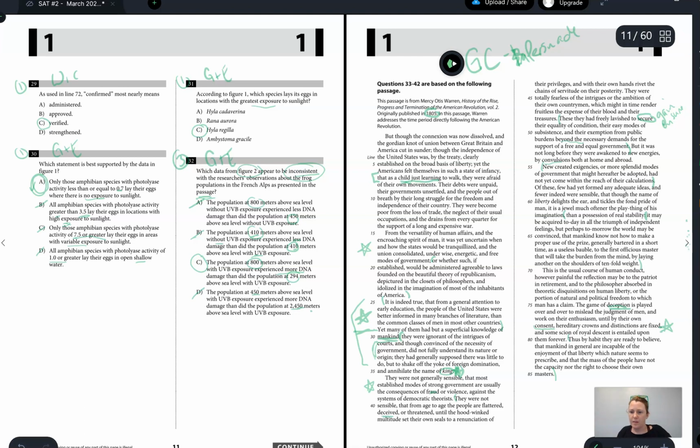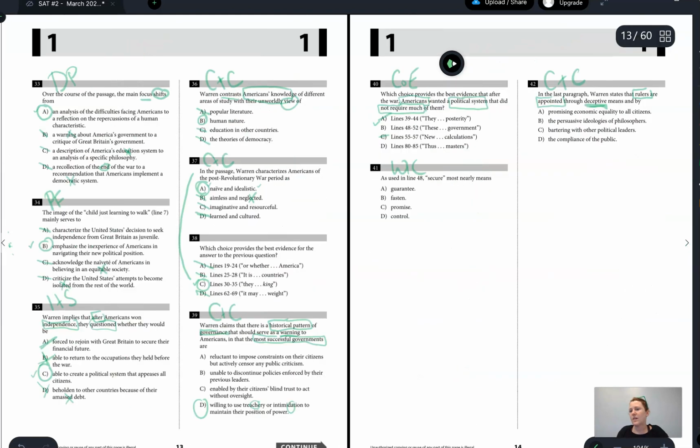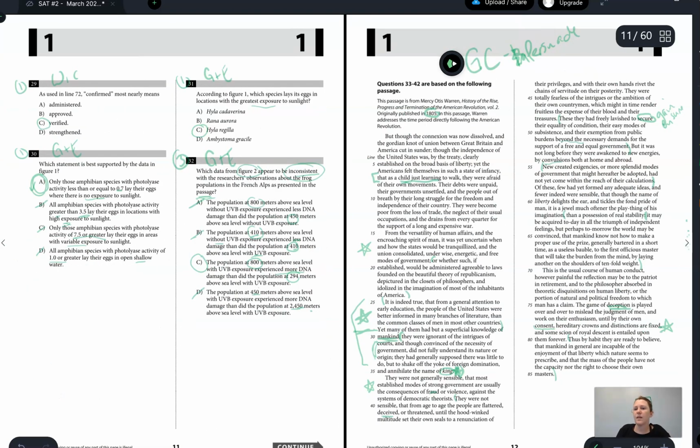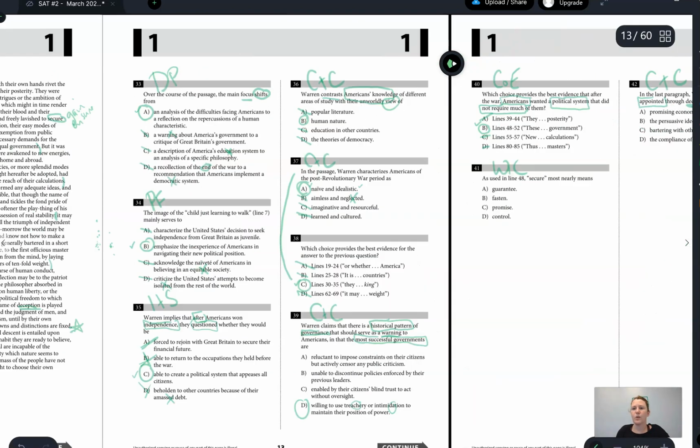Thus, by habit, they are ready to believe that mankind in general are incapable of the enjoyment of that liberty which nature seems to prescribe, and that the mass of the people have not the capacity nor the right to choose their own masters. So again, this kind of talks about how we choose our leadership, or whether we're even capable of choosing our leadership and enjoying that true liberty. It doesn't talk about us not wanting to be heavily involved. So I think B is the correct answer based on this beyond the necessary demands portion.